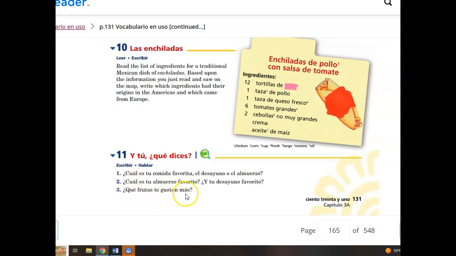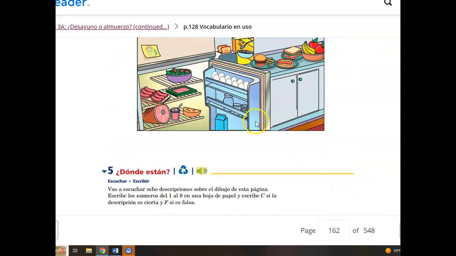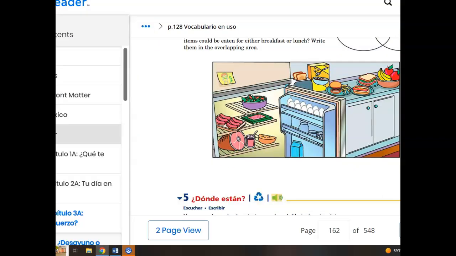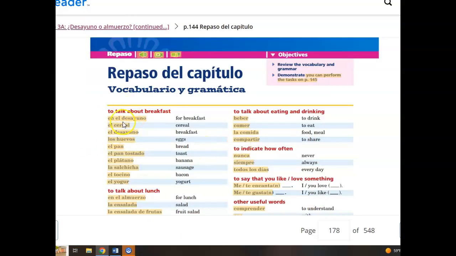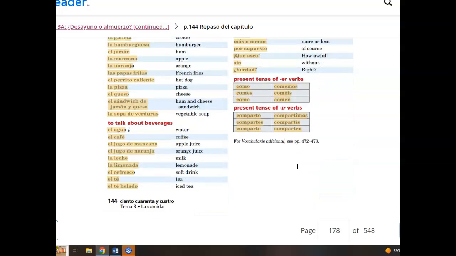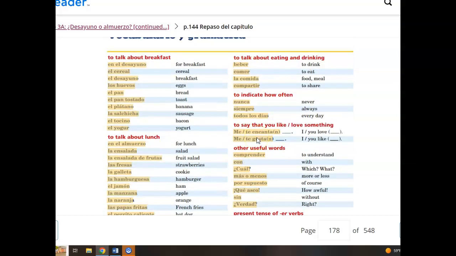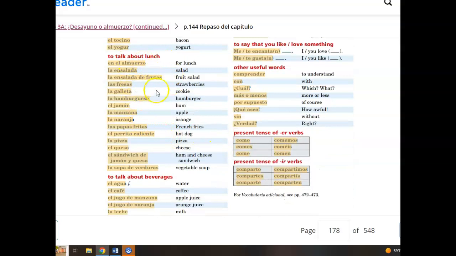Finally, ¿qué frutas te gustan más? What fruits do you like the most? So back to, you could actually go, I think probably easiest, to the end of the chapter. That's page 144, the glossary for chapter 3a. You also have all of this vocabulary highlighted in your graphic organizer, flashcards that you made, the list of things that we eat and drink for breakfast and lunch. You guys have that vocabulary organized as well. But you have fruits kind of scattered throughout the vocabulary, kind of in the middle, mainly pertaining to lunch.